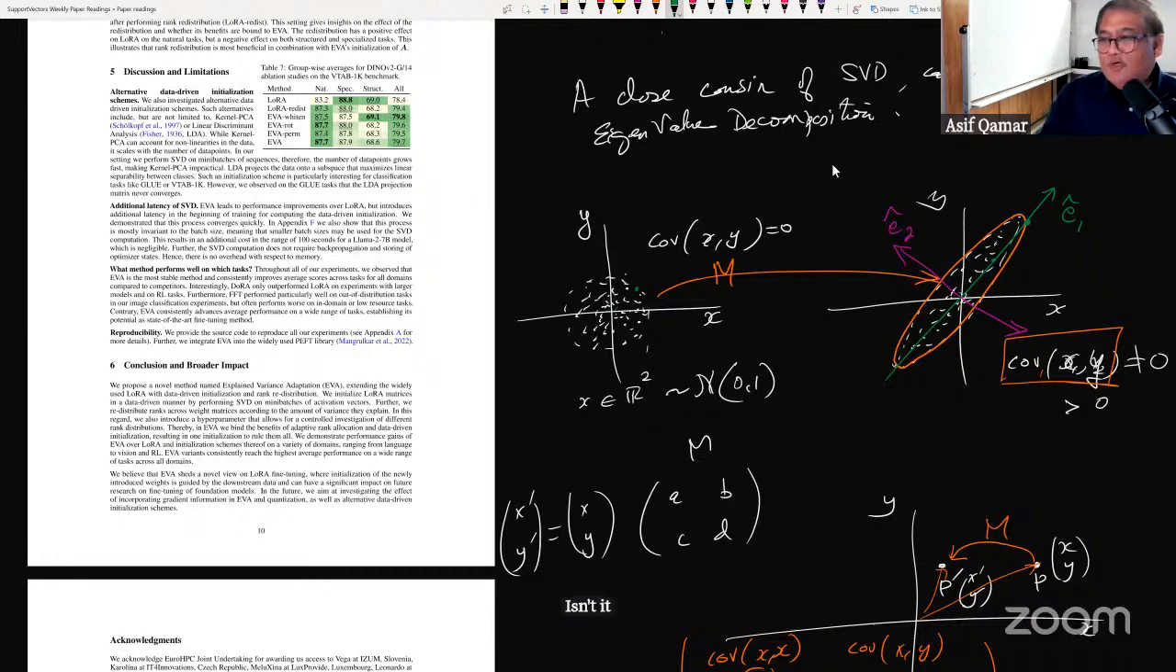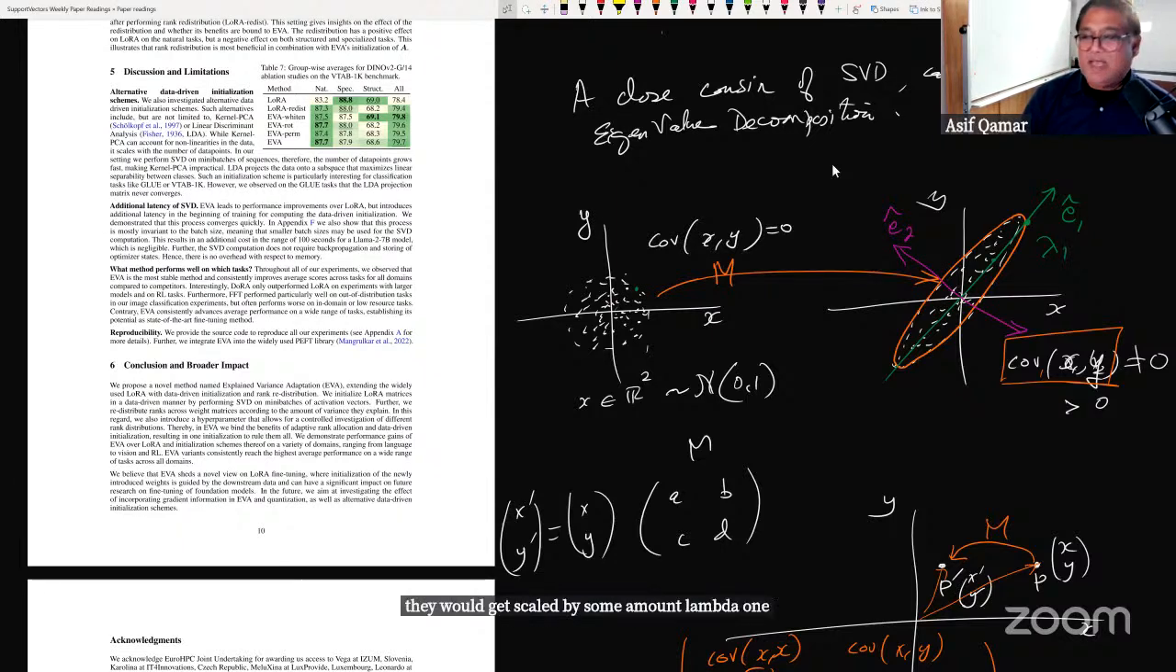Right? Now you can ask this question: on the first axis, how much did the points get stretched, scaled? They would get scaled by some amount, lambda1. And on this axis, they got either scaled or shrunk by lambda2, right? On the other axis. Now here is something beautiful.